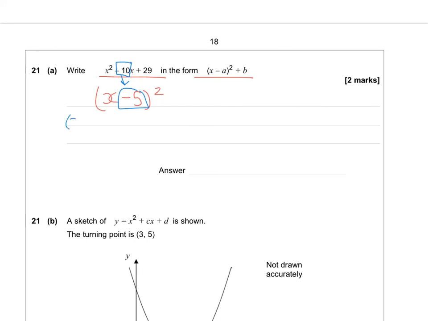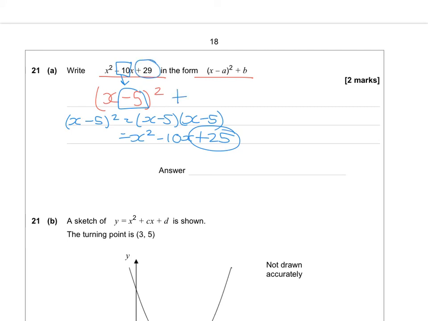Now if we expanded this, x minus 5 all squared, x minus 5 multiplied by x minus 5, which is x squared minus 10x plus 25. We need to ensure that we turn this positive 25 into this positive 29, so we have to add a 4 at the end. So our final answer is x minus 5 all squared plus 4.